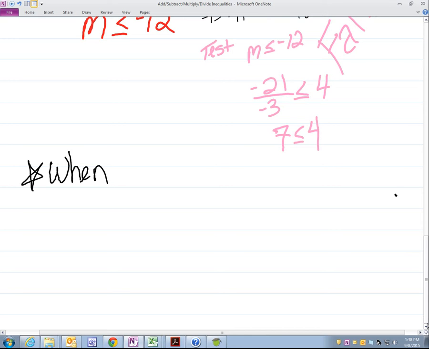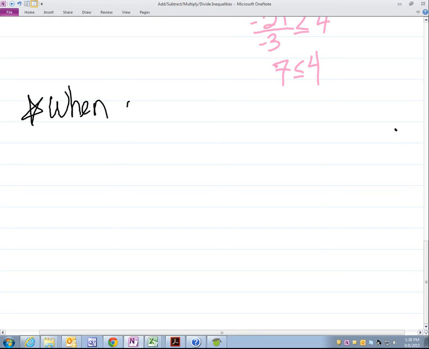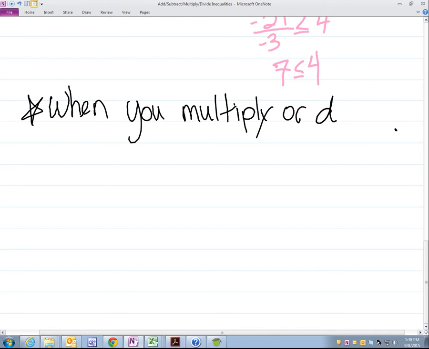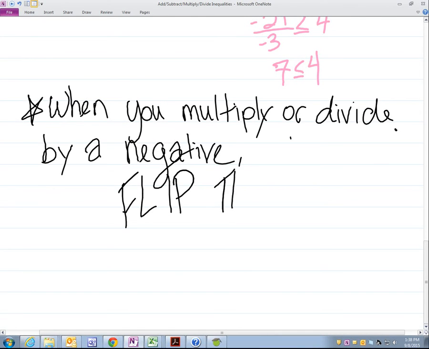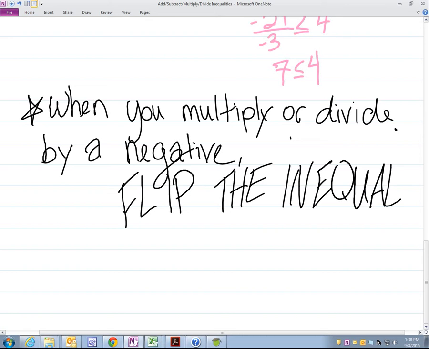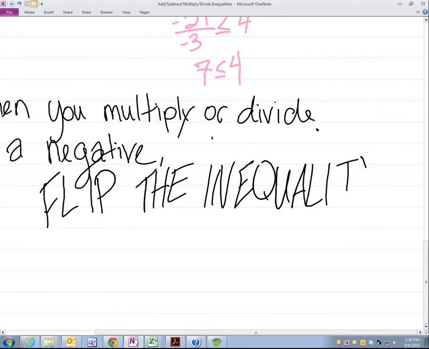You can scroll down. There we go. When you multiply or divide by a negative, flip the inequality. When you multiply or divide by a negative, flip the inequality. That will allow it to stay true.